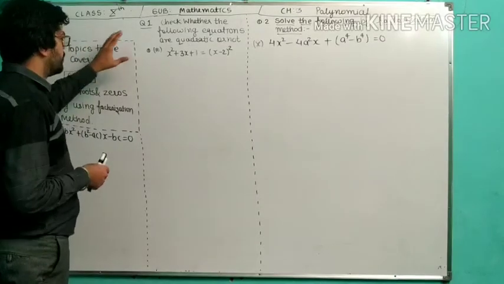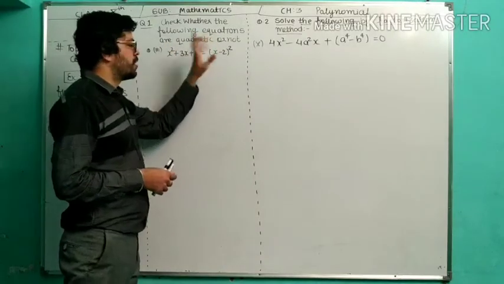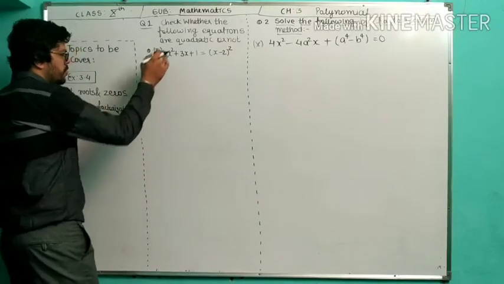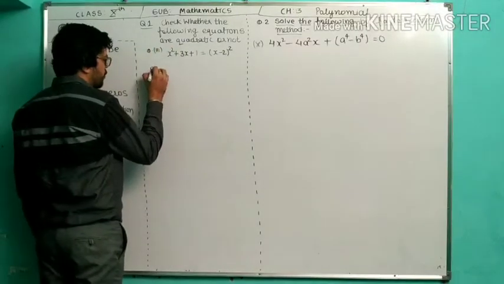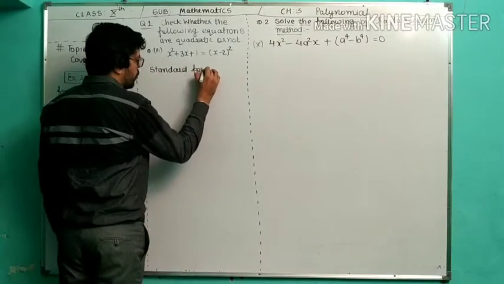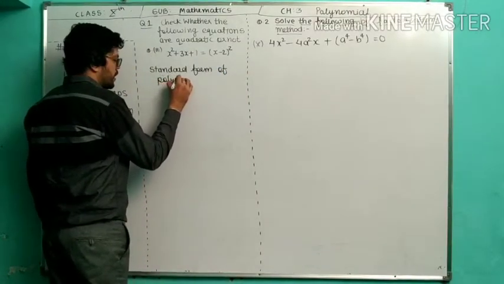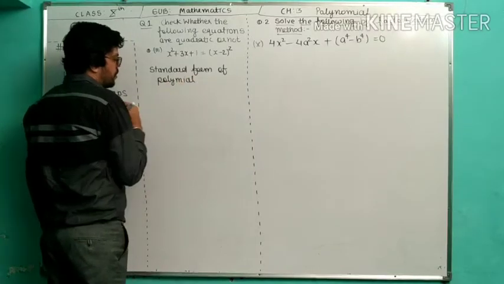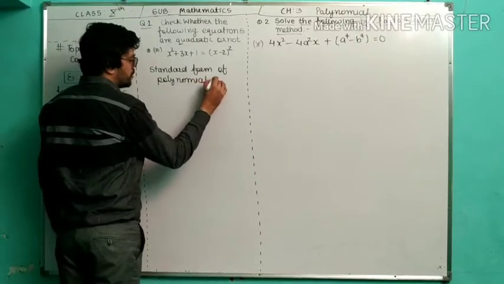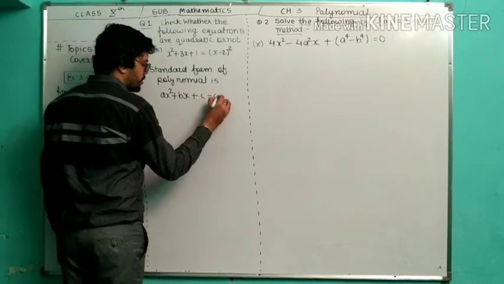So the first question we are going to discuss here: check whether the following equations are quadratic or not. For this you have to know one important thing: the standard form of polynomial. The standard form of polynomial is ax square plus bx plus c is equal to 0.